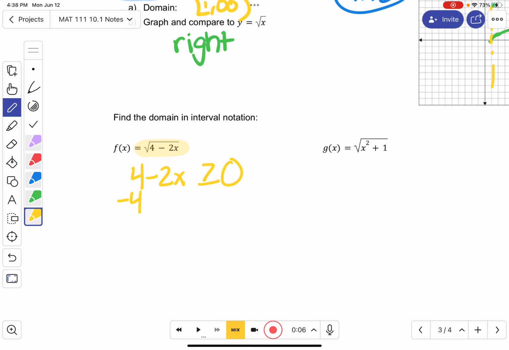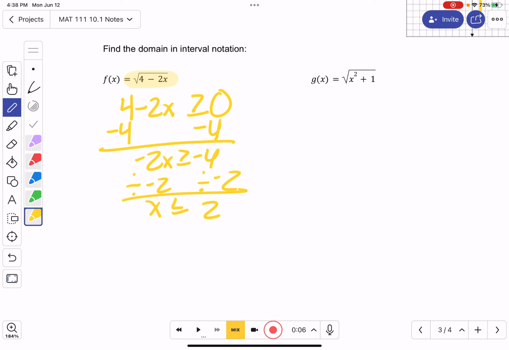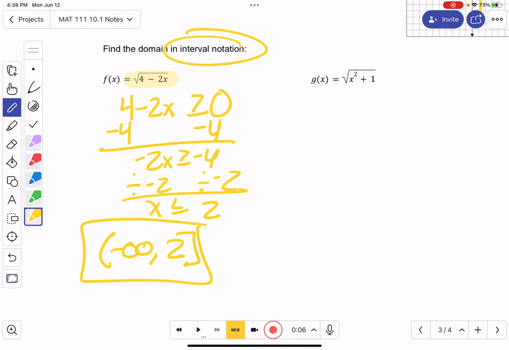Now we're going to solve. So we're going to subtract 4x from both sides. Divide by -2, which flips our inequality sign. So we get x is less than 2. Interval notation means it goes down forever, with our bracket because of the equals.